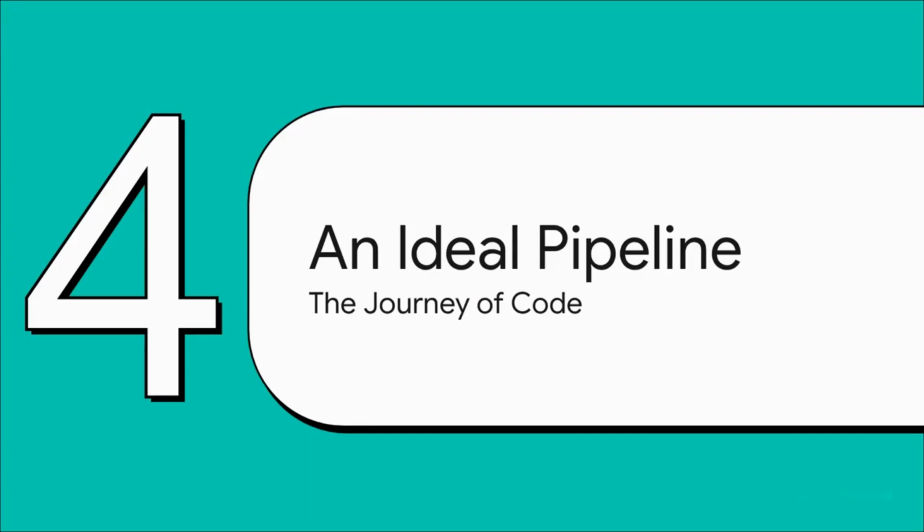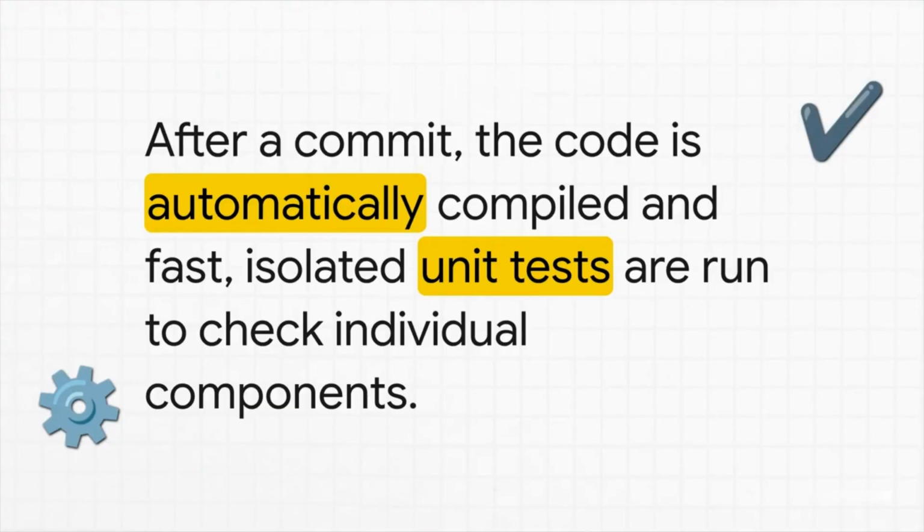So what does this actually look like from start to finish? Let's follow a little piece of code on its automated journey from a developer's keyboard all the way out into the wild. Okay, so it all kicks off the second a developer hits commit. The system immediately grabs that new code, compiles it, and runs a bunch of really fast isolated tests called unit tests. These just make sure the individual little piece that was just changed works correctly on its own.